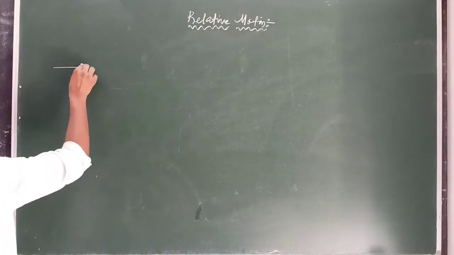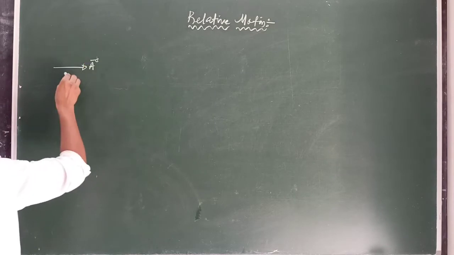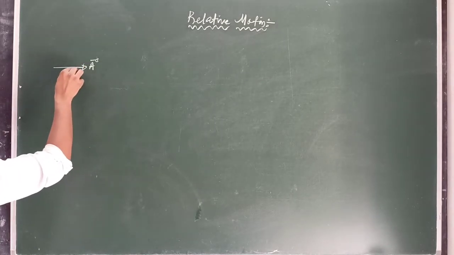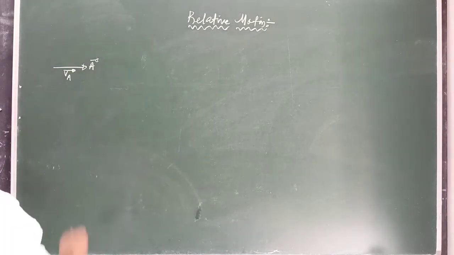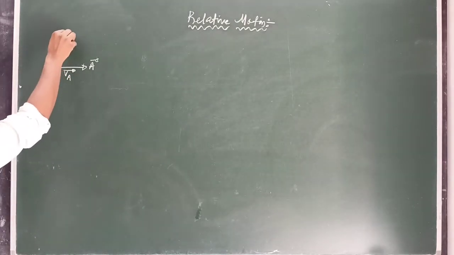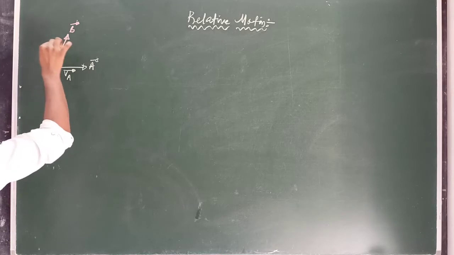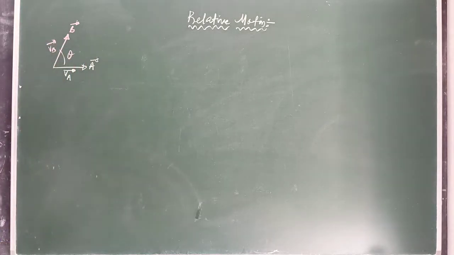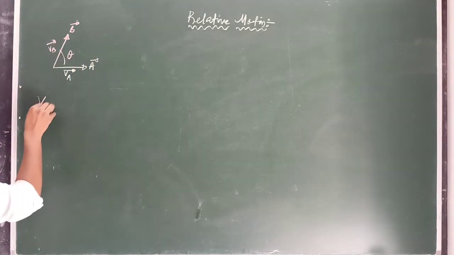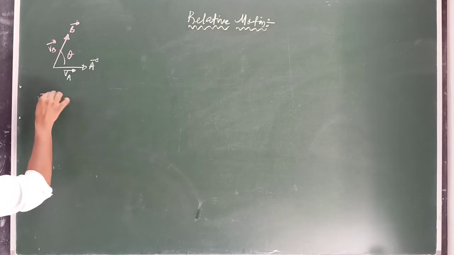Suppose there are two vectors. A is one body moving in this direction with velocity VA, and another vector B with velocity VB, and the angle between them is theta. Now we have to find here the velocity of A with respect to B.